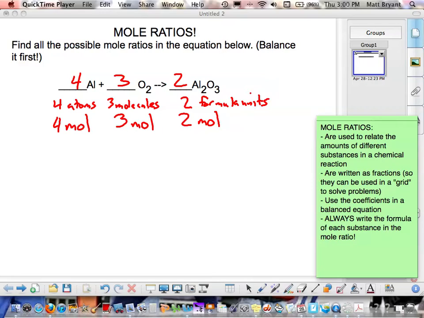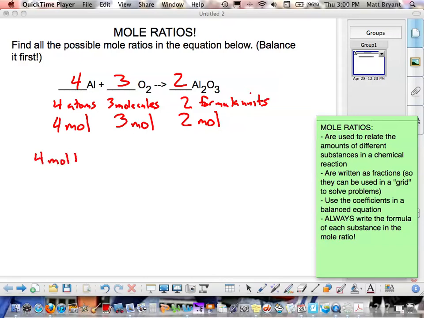And to get our mole ratios, all we have to do is use the coefficients in the balanced equation. You'll probably notice as we go that some of these can be reduced to simpler form. Don't worry about it. Just use what you have, use those coefficients as they are. 2 over 4 is going to be the same as 1 over 2, and just work with it. So, to start, let's compare aluminum and oxygen.